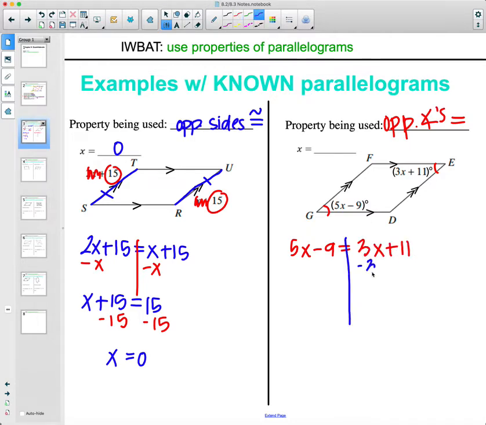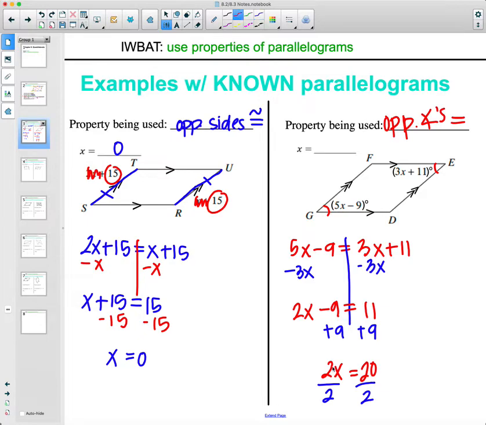Again, I like to get the x's together first, so I'm going to subtract 3x from both sides. So 5x minus 3x is 2x. We still have this negative 9. 3x minus 3x is 0, so we're left with the 11. Get x by itself by adding 9 to both sides. So we have 2x, this is 0, equals 20. 2 times x, so we're going to divide by 2. 2 divided by 2 is just 1, so we have 1x. 20 divided by 2 is 10.